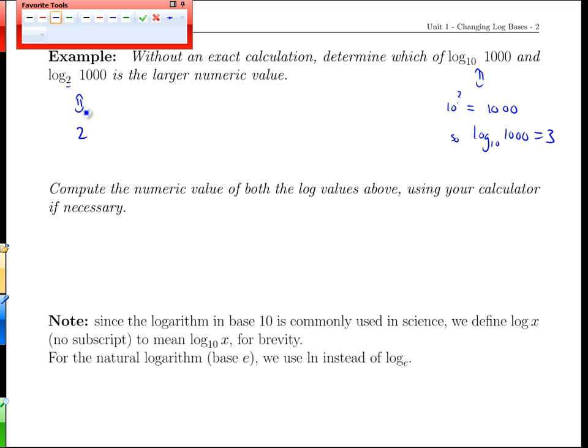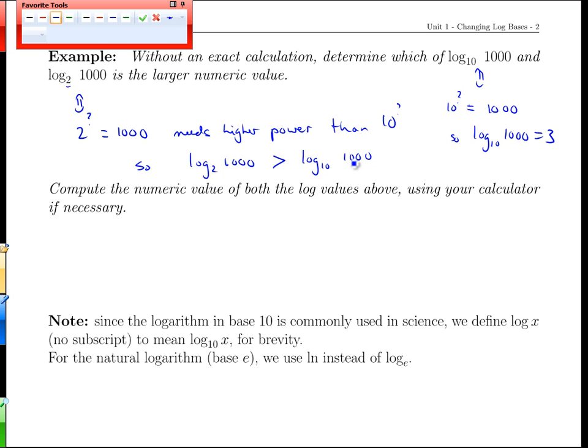Well, the equivalent statement would be 2 to the something is equal to 1,000. And you think 10 goes 10, 100, 1,000. 2 goes 2, 4, 8, 16, 32. It's going to take a lot higher power to get to 1,000 than 10 to the something. So in other words, we're going to need a higher power for 2 here, and what that means is the log base 2 of 1,000 is going to be larger than log base 10 of 1,000. It'll take a larger power of 2 to get to 1,000 than it will take a power of 10.